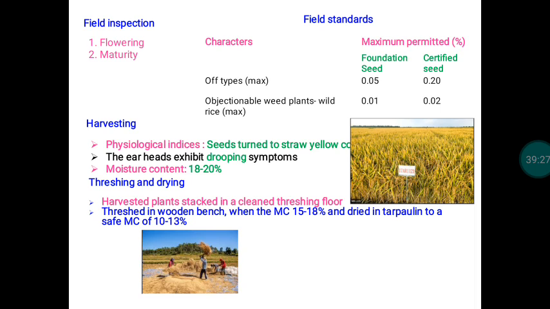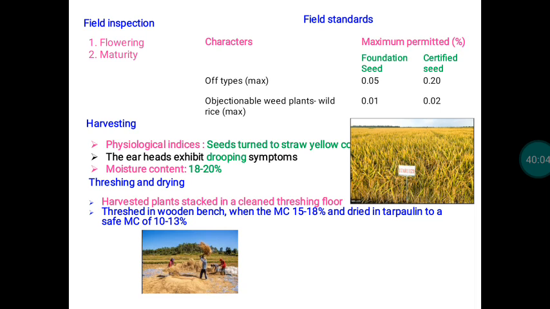Since it is a seed crop, we have to harvest the crop at the physiological maturity stage. The symptoms associated with physiological maturity are that the seeds turn straw yellow in color, and the ear head exhibits a drooping symptom, whereas earlier it was erect. As and when it attains physiological maturity, the ear head starts drooping, and the moisture content is somewhere around 18 to 20%. These are the maturity indices for paddy.